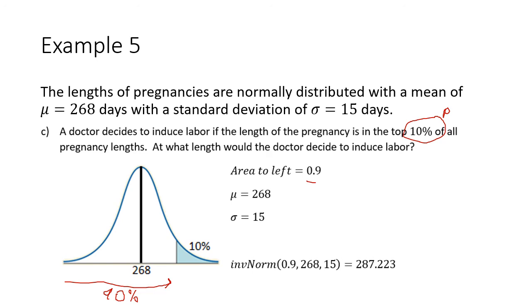The mu is the same, the standard deviation is the same, and then it's just a matter of plugging it in. The calculator is going to spit out 287.22, which means what we've really found is that this data point right here was 287.2. And that is the number of days that a doctor would wait before inducing labor. Given the context of the problem, we probably wouldn't do a part of a day. You'd have to round that to whatever's reasonable given the particular problem.